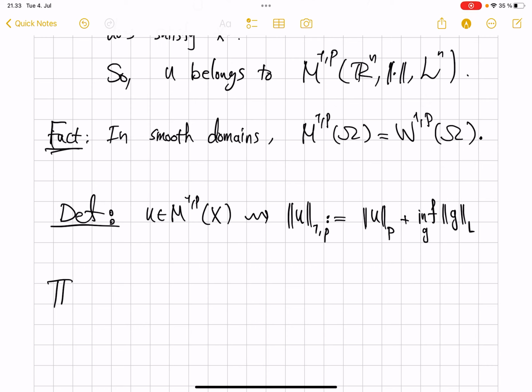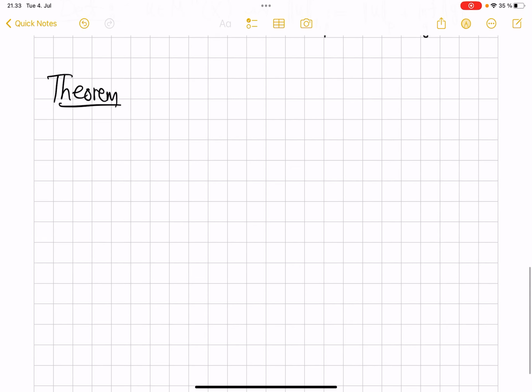And now the theorems and results that I will give without proofs tell us why this class M^{1,p} has many nice properties of the class W^{1,p} of the Euclidean setting. Number one is that M^{1,p} is a Banach space.